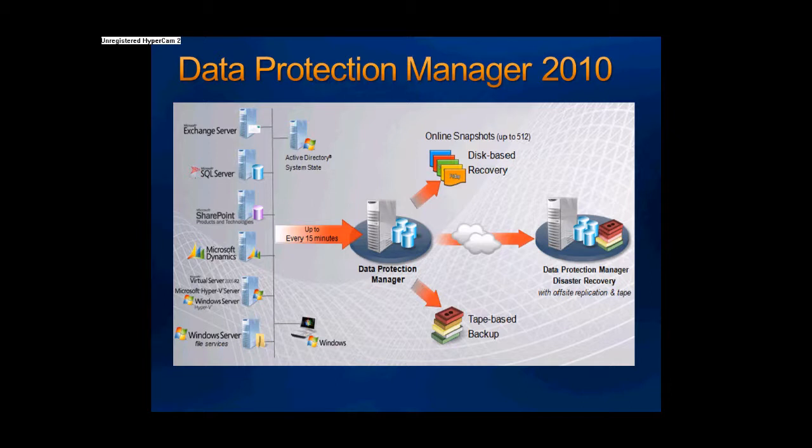DPM 2010 offers three types of backup solutions. First and foremost, you will have a disk-based backup, which we consider a short-term backup, which allows you to do online snapshots up to 512. Second, for those who are using tape-based backups as a long-term backup, DPM also offers a tape-based backup solution. Lastly, for those who want a DR site, DPM also allows you to set up a DPM in another location for your off-site replication and tape-based backups.